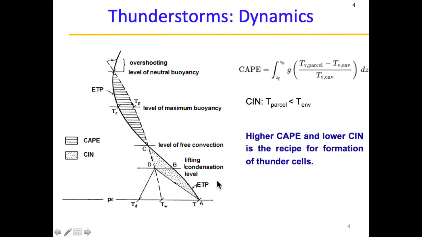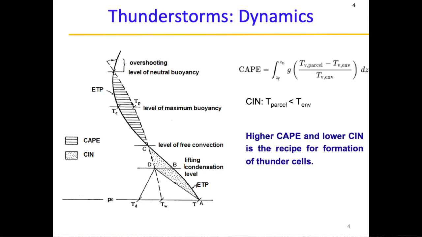Like the CIN has to be very small, so that means this region, this dotted region that I'm talking about, should be very small, so that the parcel which is heated up because of the ground can break this barrier, and then it can just go above this level of free convection, and it can start forming these tall thunderclouds that are known to give very massive thunderstorms.